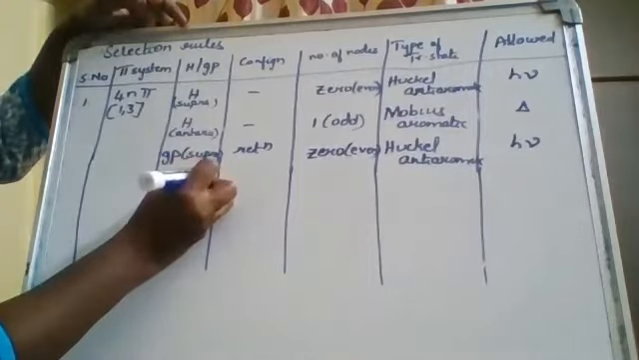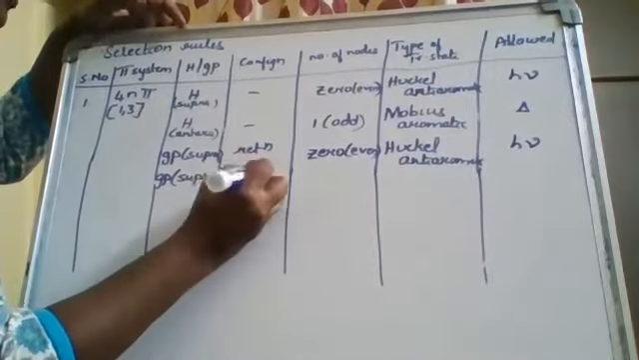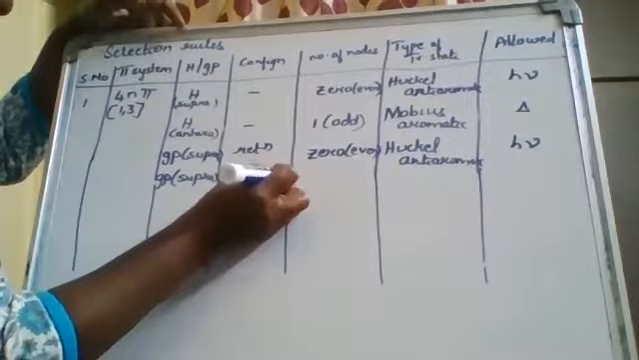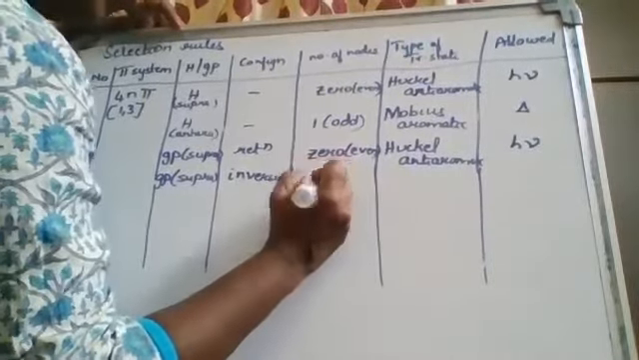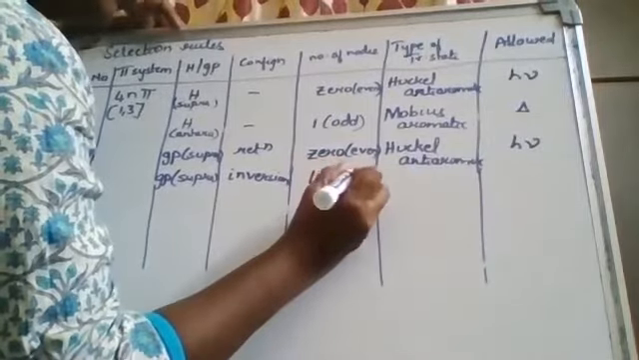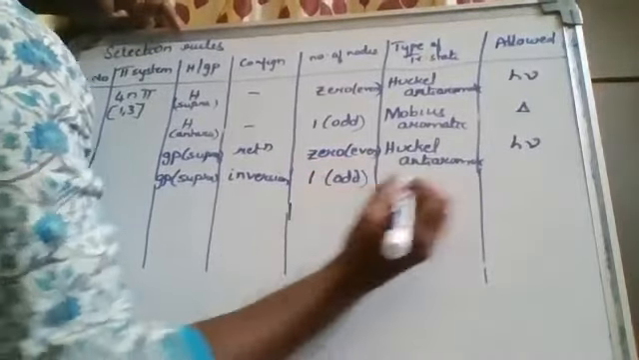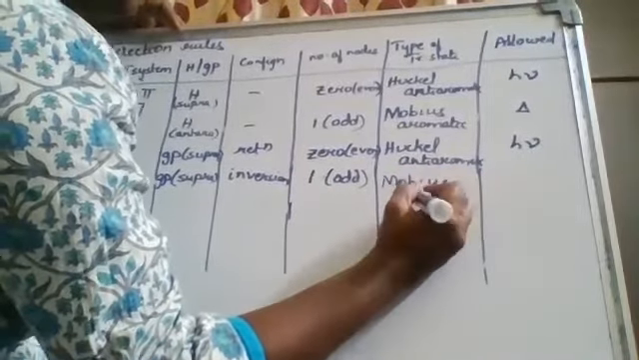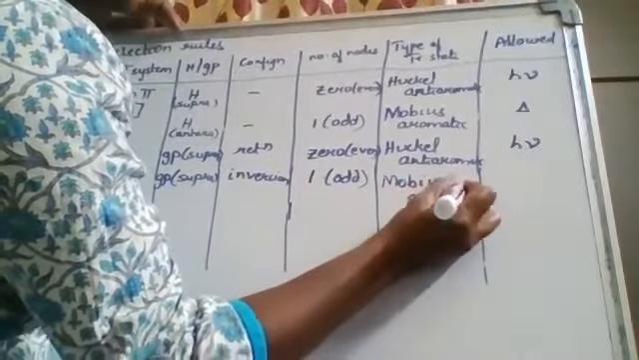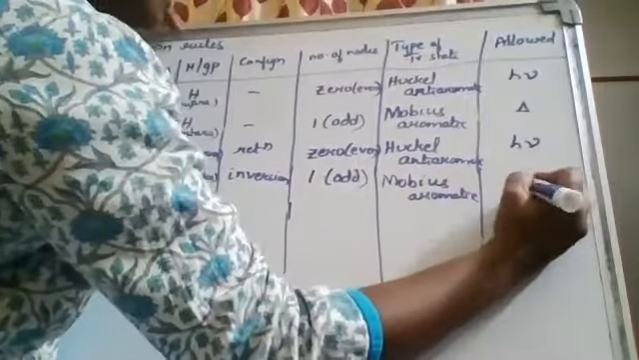suprafacial migration with inversion of configuration, one node, so odd number. It is a Mobius aromatic transition state, hence thermally allowed.